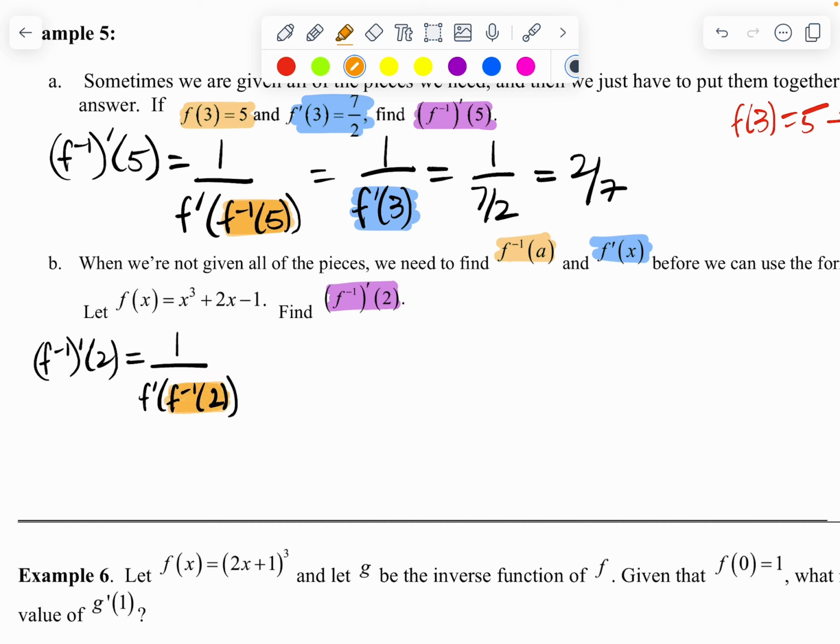Well, we don't have f inverse of 2. All we have is f of x. So we've got to do a little thinking here. If we're looking for f inverse of 2, when it's an x for f inverse, it's a y for f of x. So we actually need to figure out where x cubed plus 2x minus 1 equals 2. That's what we need to figure out. When does that happen?